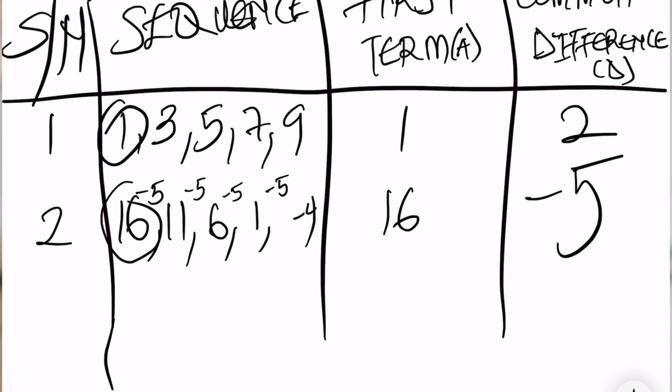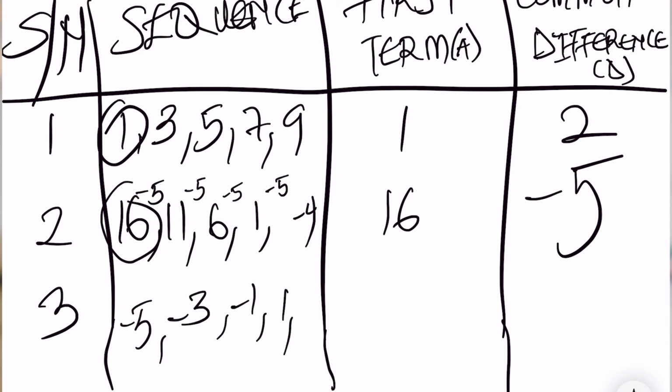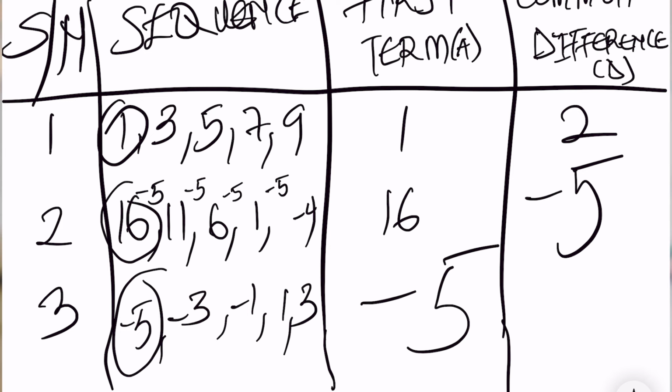Now, for the third one, we have -5, -3, -1, 1, and 3. What is the first term? Our first term is -5. And what is the difference? It is increasing by 2. So we have our common difference to be 2.